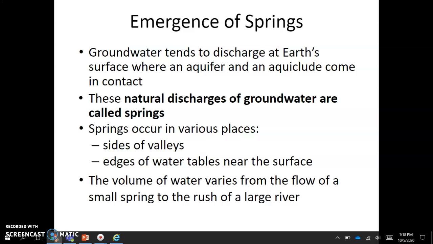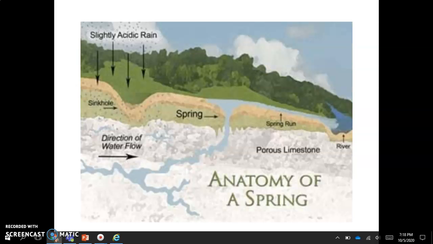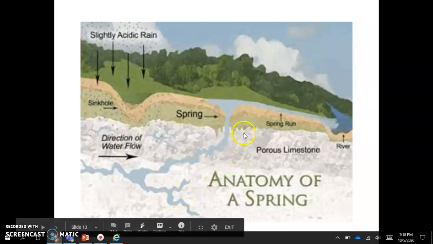So the springs will occur in various places, such as the edges of valleys and also the edges of water tables near the surface. The volume of the water will vary from the flow of a small spring to the rush of a large river. So again, this will just have different factors in terms of it. So here we've got an anatomy of a spring. The spring is here where this water that was trapped underneath the aquifers eventually comes up and emerges at the surface.